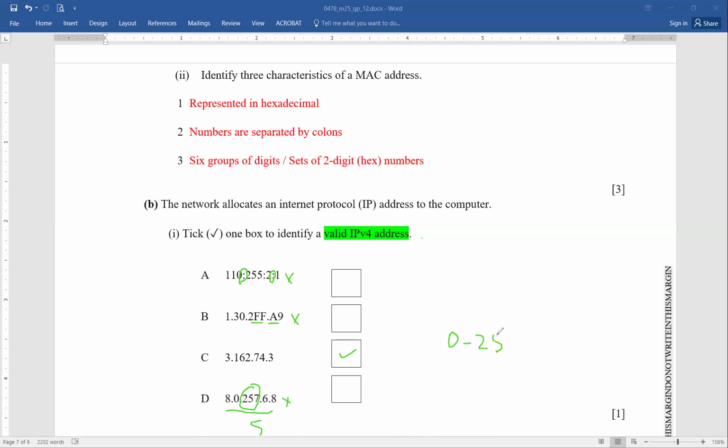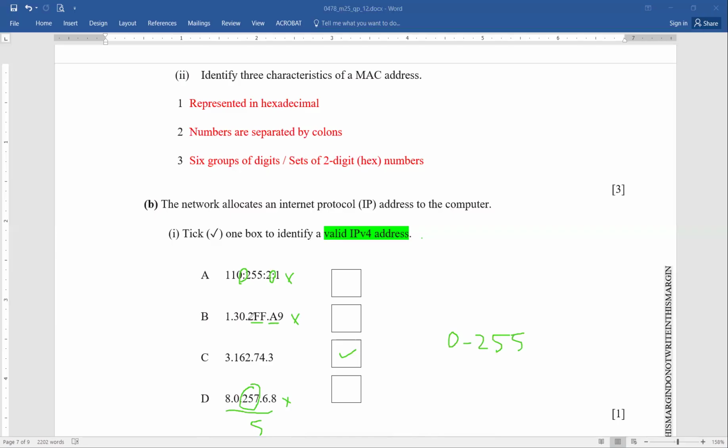Note it down for your own self that the value that is going to be present in your valid IP address is a value between 0 and 255. Between 0 and 255. It cannot go beyond this. So just note down for your own self so that you will remember the reason why these are invalid.